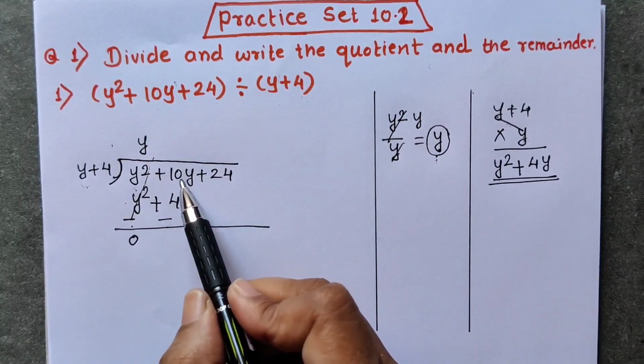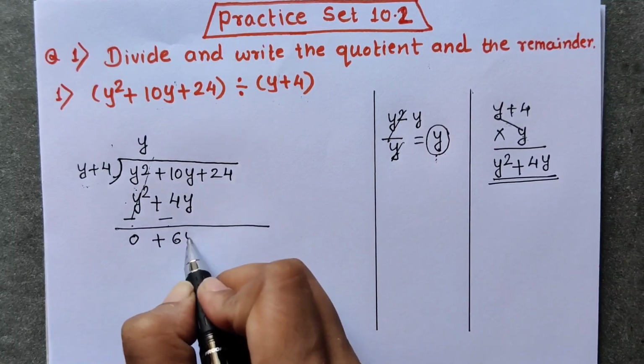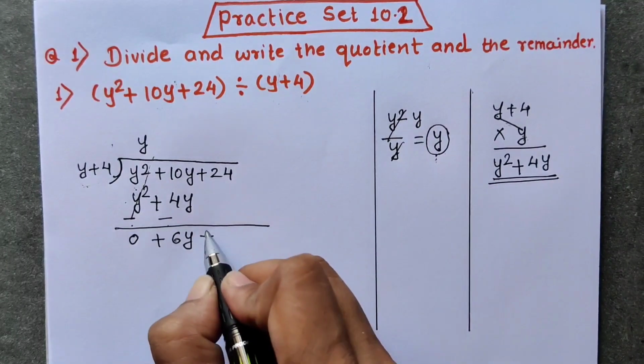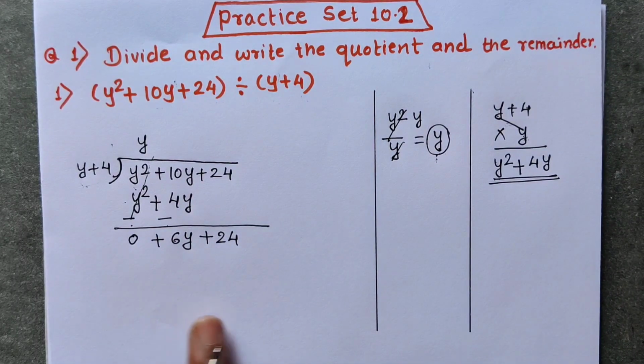Now we are getting 10y minus 4y. What is 10y minus 4y? Plus 6y, and this plus 24 we write as it is. In this way the first step is over. Now let us see the second step.